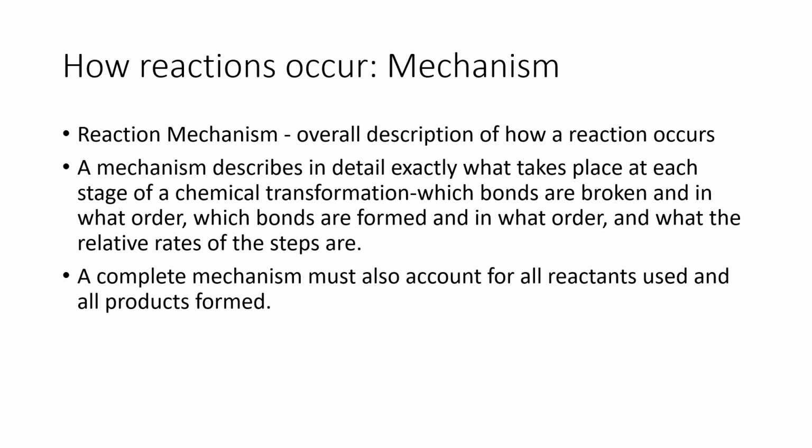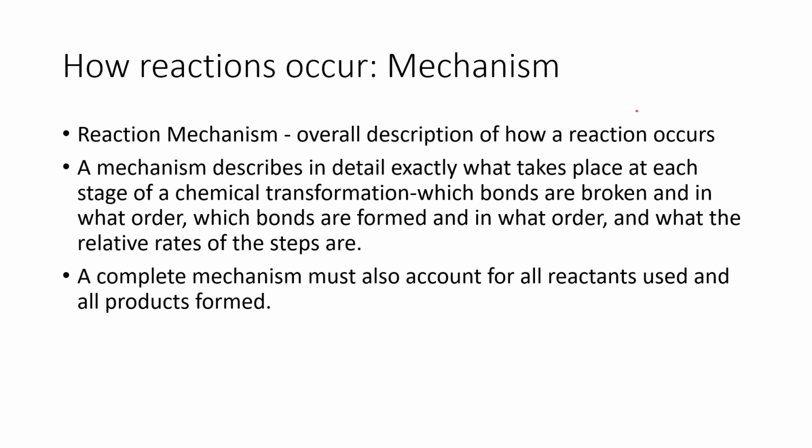Okay, so moving on, let's have reaction mechanisms. So how do reactions occur? A reaction mechanism is an overall description of how a reaction occurs. A mechanism describes in detail what exactly takes place at each stage of the chemical transformation, which bonds are broken and in what order, which bonds are formed and in what order, and what the relative rates of the steps are. A complete mechanism must also account for all the reactants used and all the products formed.